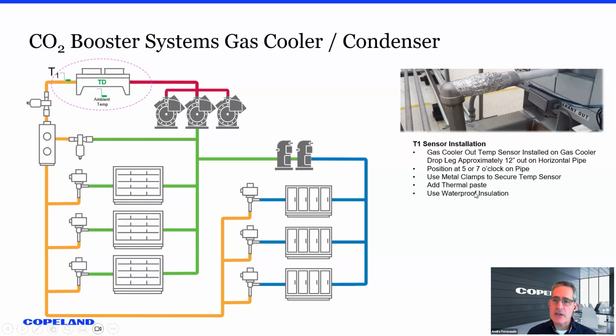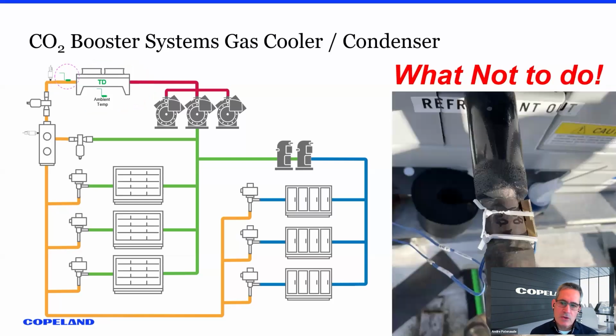And so you see here the location, of course, at the outlet of the gas cooler. We want to make sure it's wrapped. It's on a horizontal run. If you've got an A-frame gas cooler, you want to make sure that it's at the outlet of that T, so you're getting a mix, on a horizontal run, at 5 or 7 o'clock on the pipe. Use metal clamps, not tie wraps that break over time, thermomastic paste, and waterproof insulation. I've so often heard of it just dangling there in the sun. It's not even on the pipe, right? Yeah, so that's super important.